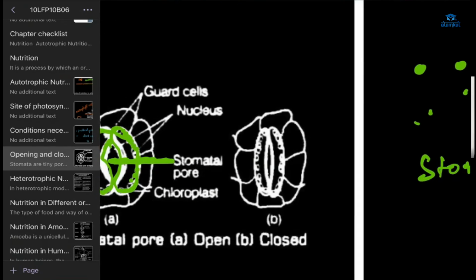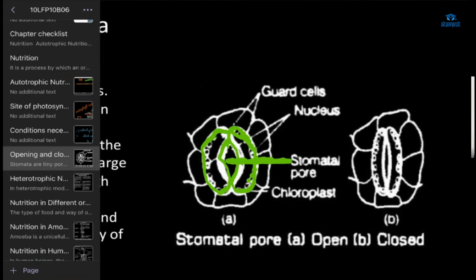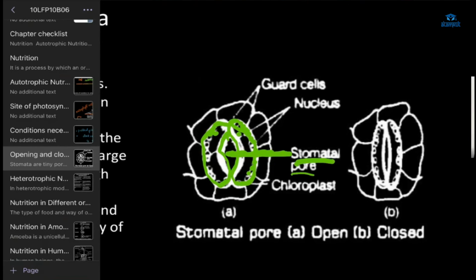So the opening and closing of stomata are controlled by the guard cells. If the guard cells swell up, what will happen? The stomatal pore will open, and if the guard cells shrink, the stomatal pore will close. Understood? The guard cell will swell, right? Why will it swell? Because water will flow into it. The same thing, what happens when the water goes out? The guard cell shrinks.